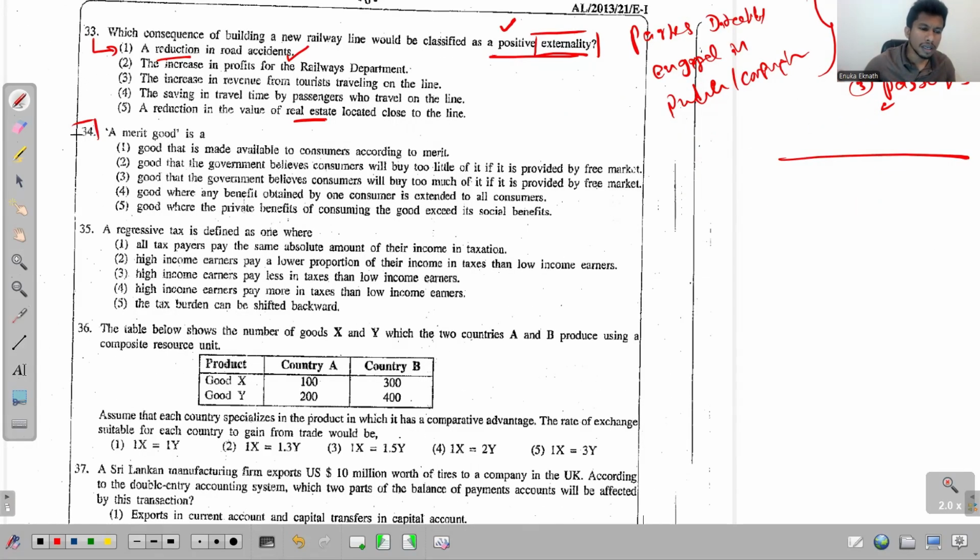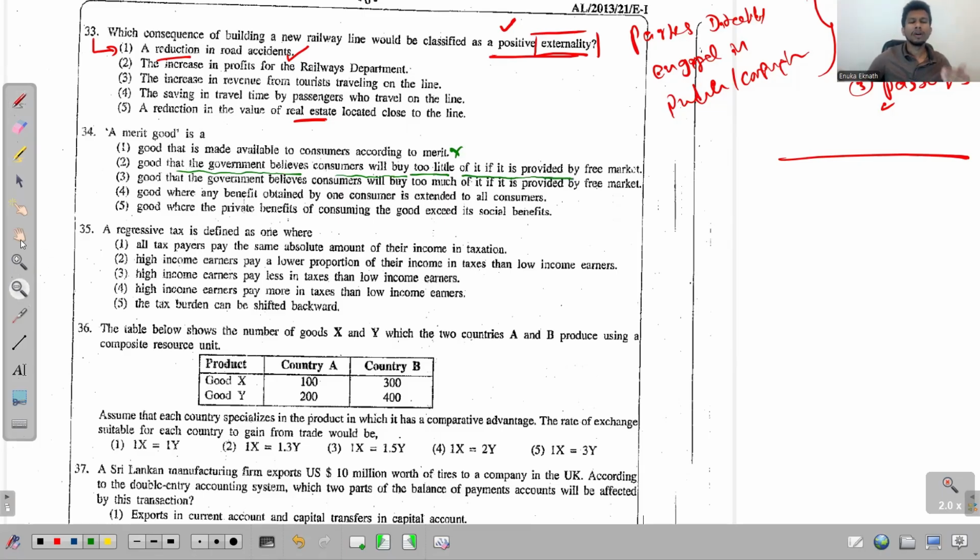Right, look at this question 34 now. A merit good is a good, we'll read the options, that is made available to consumers according to merit. I don't know the meaning of this, so there's no meaning, I think. The second one, a merit good is a good that the government believes consumers will buy too little if it is provided by the free market.